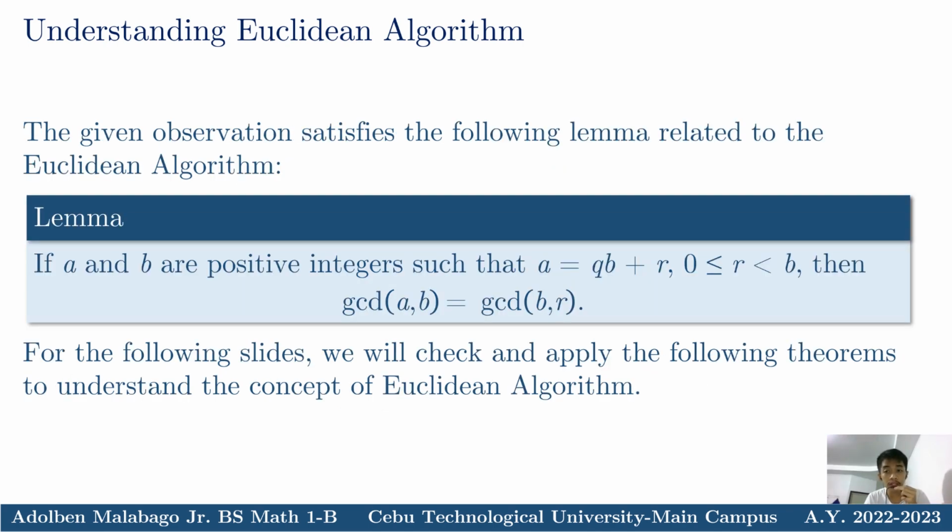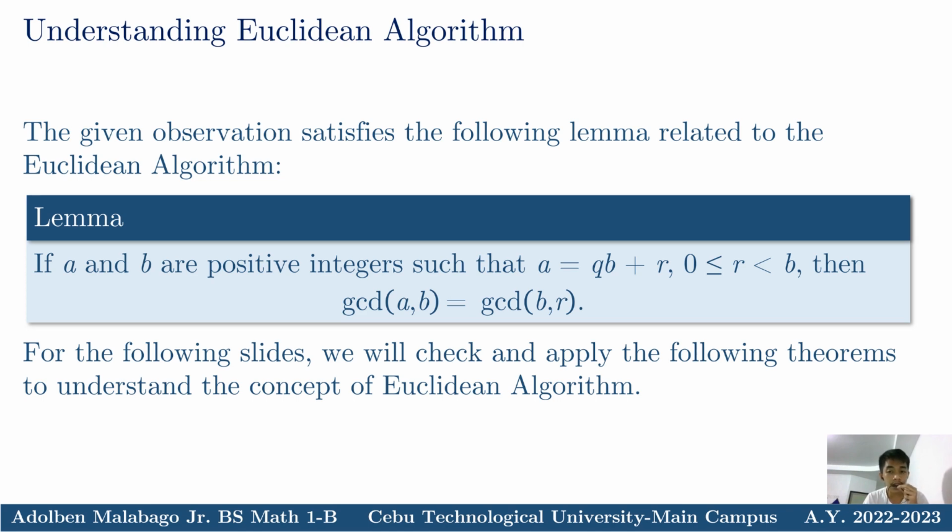So here we are now going to discuss the technical part of the Euclidean algorithm. The given observation satisfies the following lemma related to the Euclidean algorithm, which we referred to as the pattern we saw from the previous slide. So we have here a lemma, which is related to a theorem. If a and b are positive integers such that a equals qb plus r, where r is less than b but greater than or equal to 0, then the GCD of a and b is equal to the GCD of b and r.